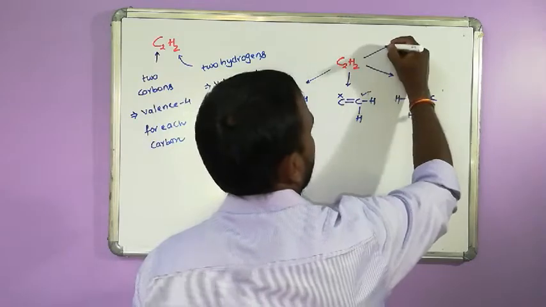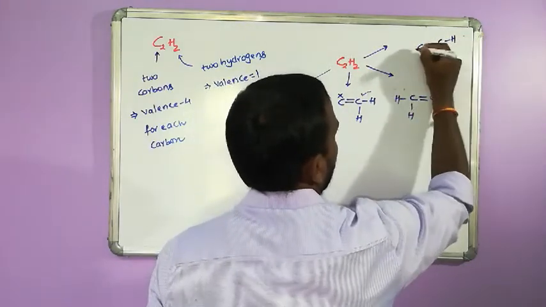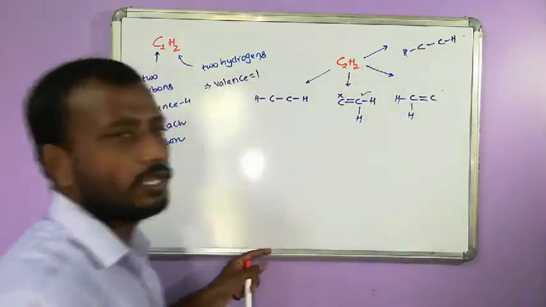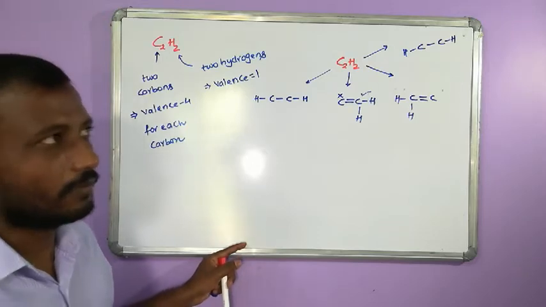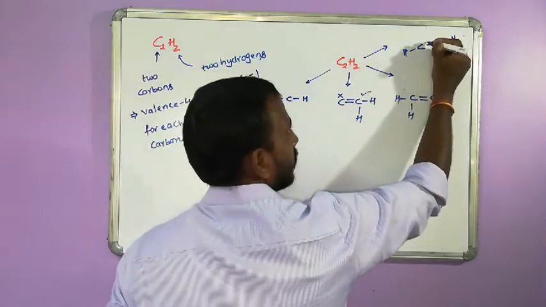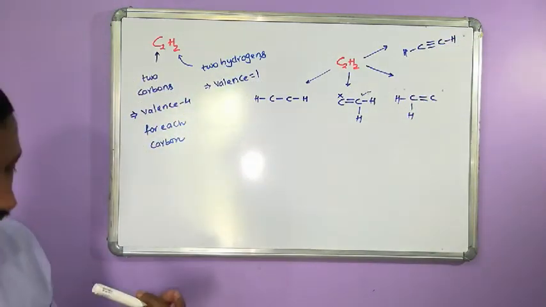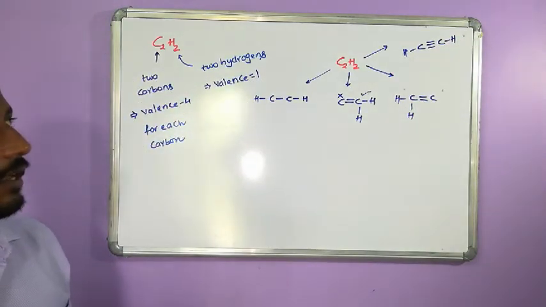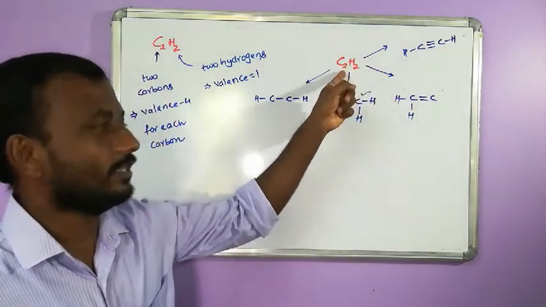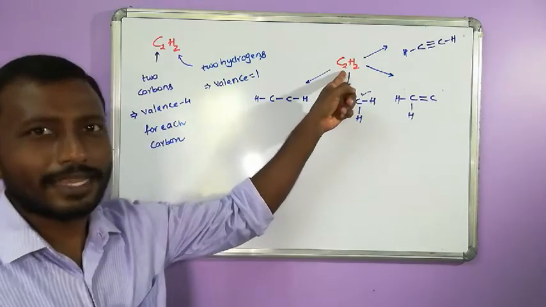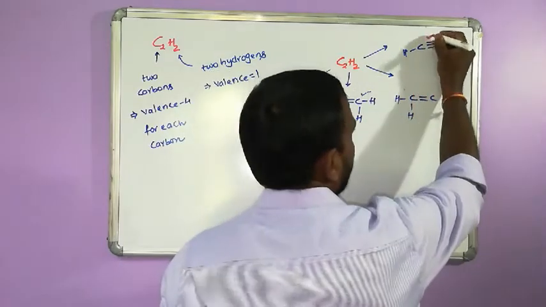Then somebody may try like this: since there should be 4 bonds around each carbon, somebody may put other 2 bonds, means a total 3 bonds in between carbons. Then you will get a satisfactory structure for C2H2. This is called acetylene or ethine. So, this is the correct structure.